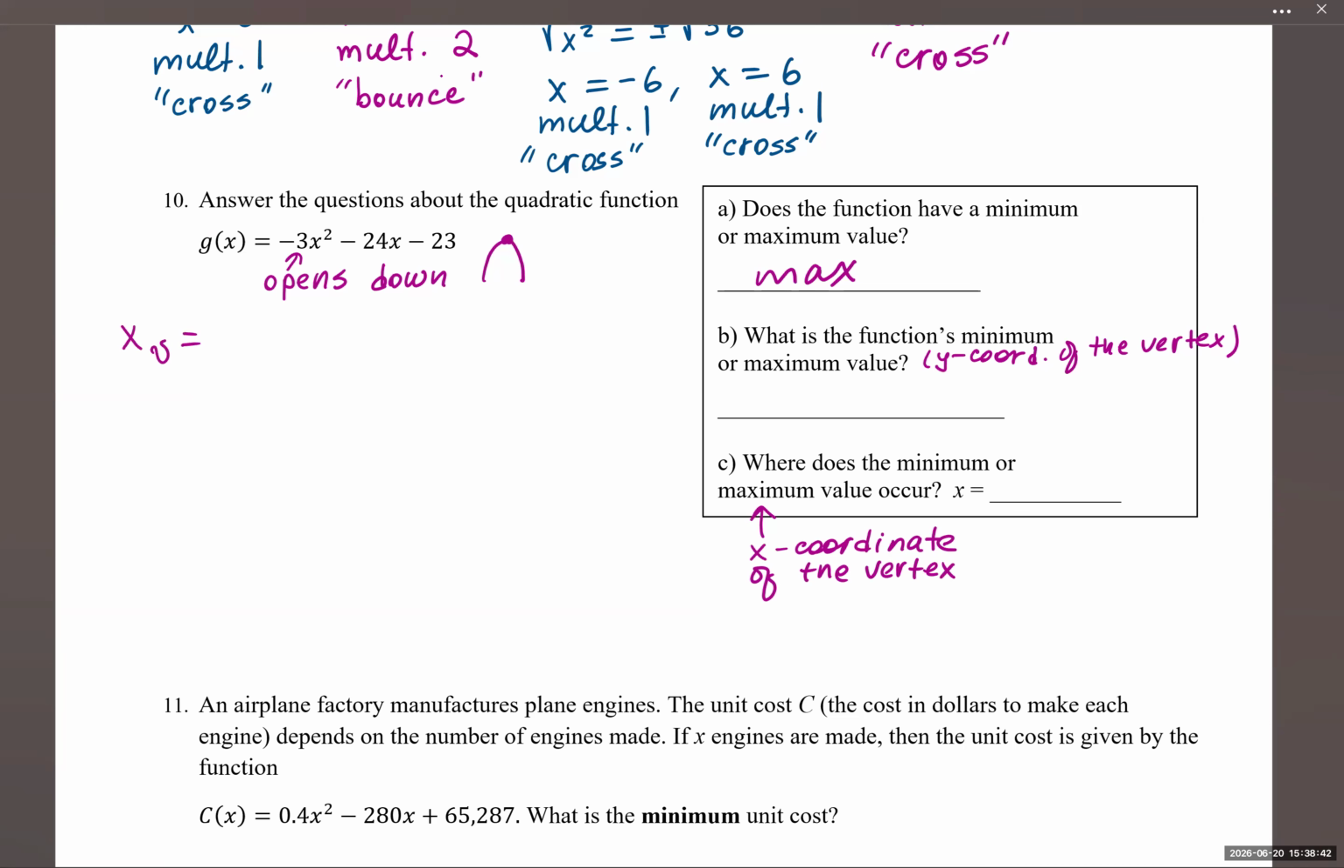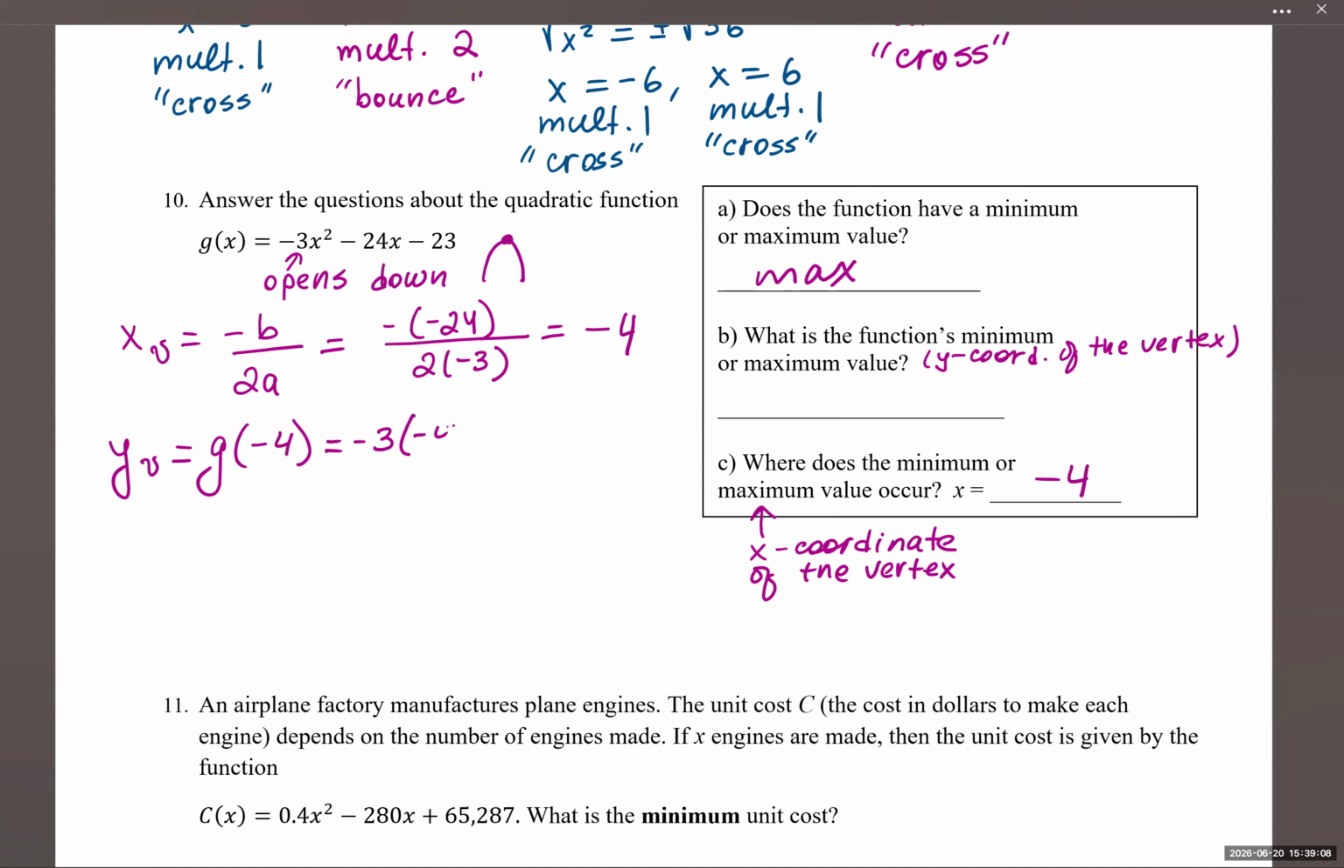The x-coordinate of the vertex has the formula minus b over 2a. So minus negative 24 divided by 2 times negative 3. So that's 24 divided by negative 6, which is negative 4. So that goes right here. Then the y-coordinate of the vertex, that's the function value at negative 4. So that's negative 3 times negative 4 squared minus 24 times negative 4 minus 23. And if you calculate that out, it's 25, so that goes right here.